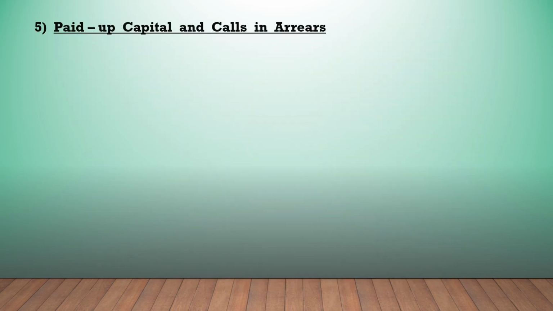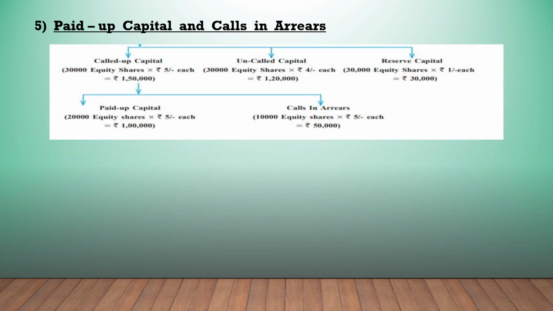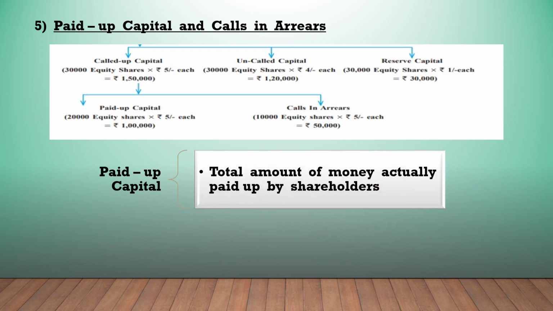Let us now move towards the last type, that is paid up capital and calls in arrears. As you can see, the company called up rupees 1,50,000. However, it received amount only from 20,000 equity shares at the rate of rupees 5 each, thus making paid up capital to rupees 1 lakh. It can thus be said that paid up capital is the total amount of money which is actually paid up by the shareholders.